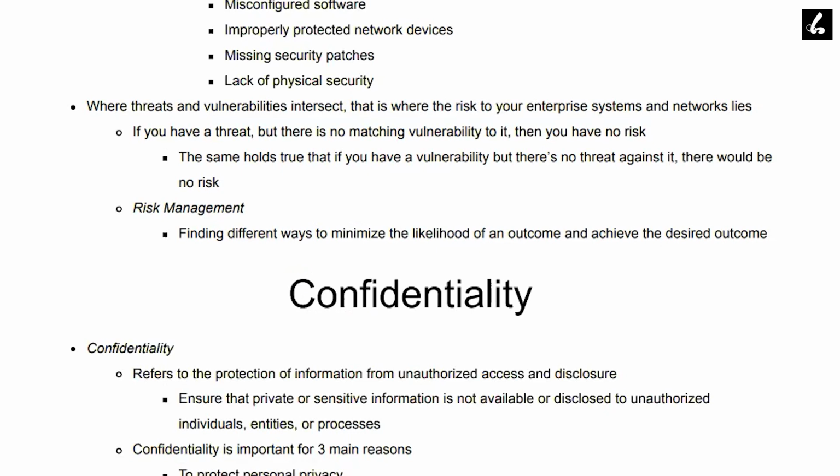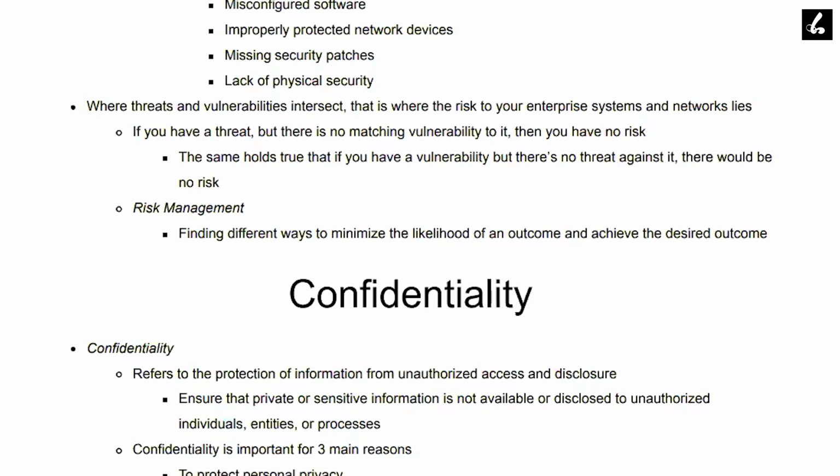Remember, if you have a threat but there is no matching vulnerability, then you have no risk. If you have a vulnerability but there is no threat, then you are not at risk. A vulnerability should have an exploitation, it should have a threat. As a security engineer, you should know that a vulnerability should not have any threat, and if it has a threat, you need to remedy it.